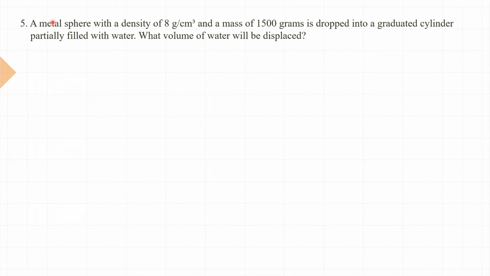Next question. A metal sphere with a density of 8 grams per cubic centimeter and a mass of 1500 grams is dropped into a graduated cylinder which is filled with water. What volume of water will be displaced? There are different methods we can use to determine density in our lab experiments. For a regular shape object, we can use measurements and some formulas. We can also determine the density of a liquid, and of an irregular shape object using the water displacement method.